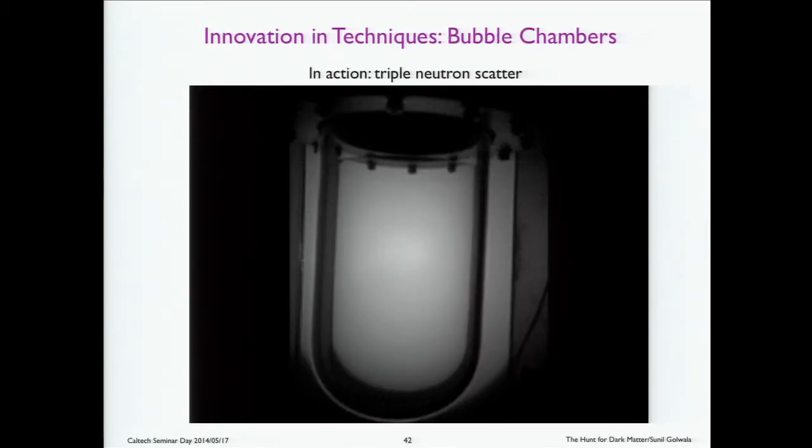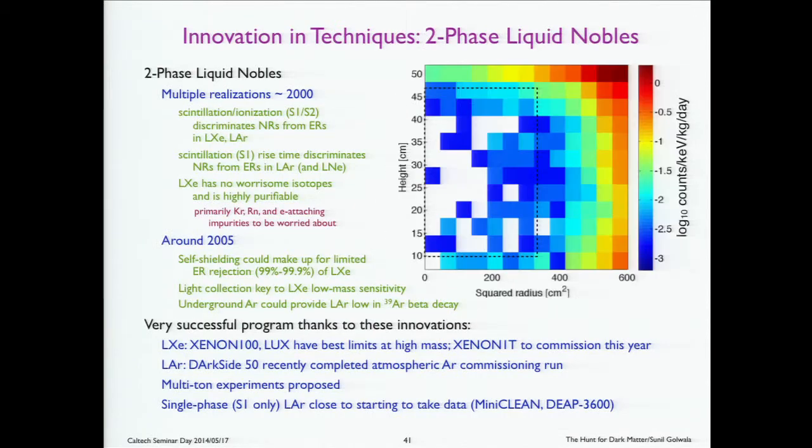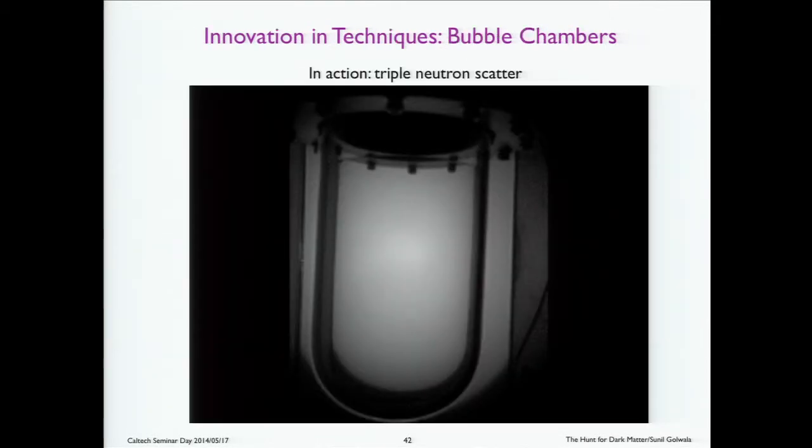I'll skip this, it's very similar. Another technique is to use bubble chambers. So what's shown here is nucleation of bubbles in a superheated liquid by neutrons scattering off of the liquid. Let me run it one more time. So you can see those bubbles forming.